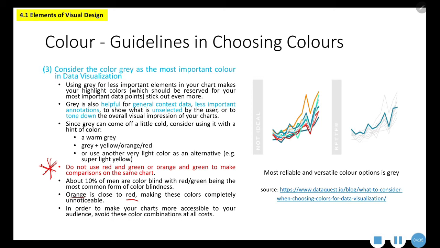In this representation, gray is the most reliable and versatile color option. We can represent the one that we want to emphasize with a brighter color. With this kind of color selection, you can focus your audience's attention on the chart, rather than having so many colors that the mind is busy recognizing the colors and looking at the legend to understand the color coding. That's why it is recommended to use gray for general data representation.